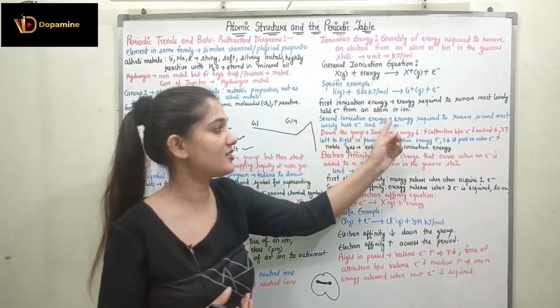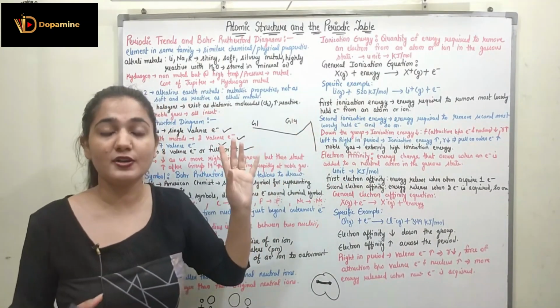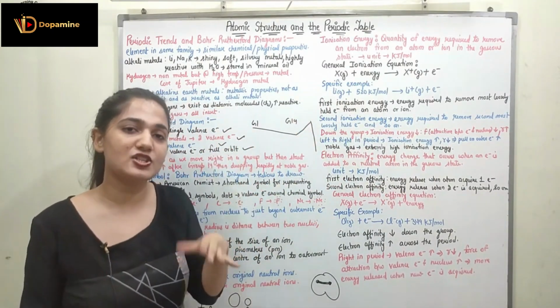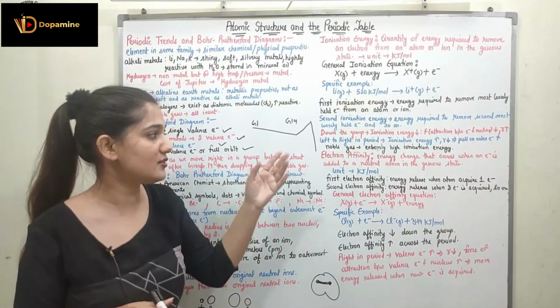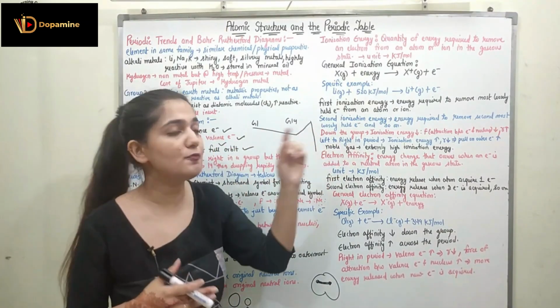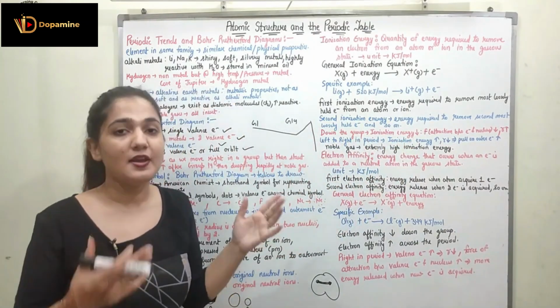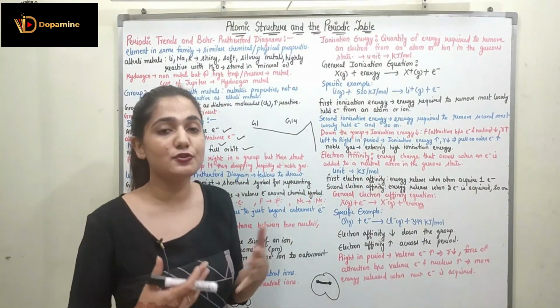Second ionization energy is the energy required to remove the second most loosely held electron. Similarly, we have third ionization energy, fourth ionization energy, and so on. Now, if I see in the periodic table, down the group, the ionization energy will decrease. Why is ionization energy going to decrease?